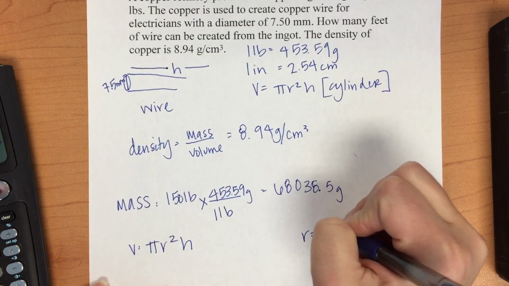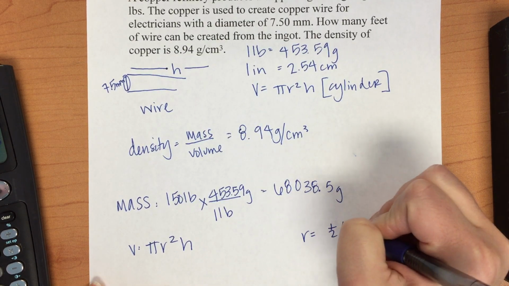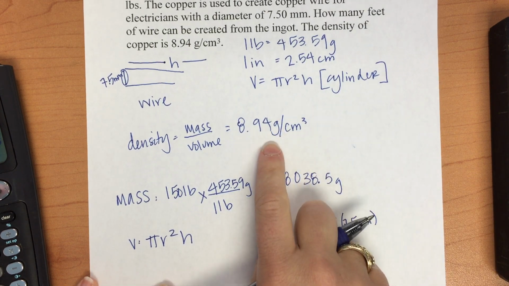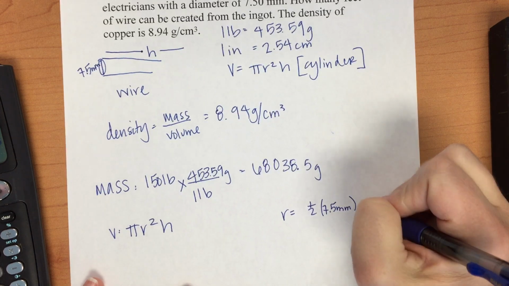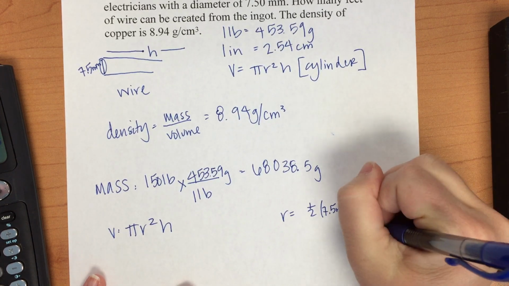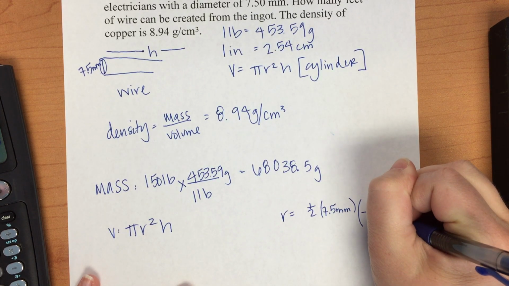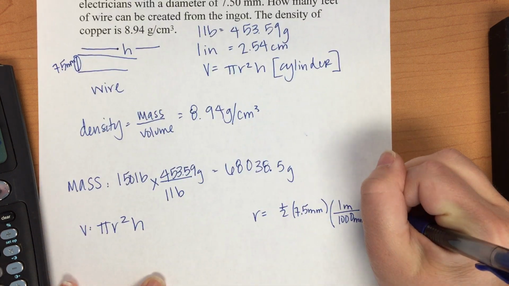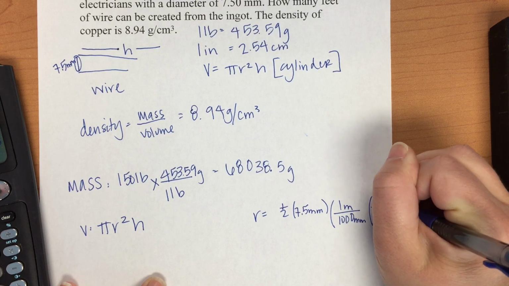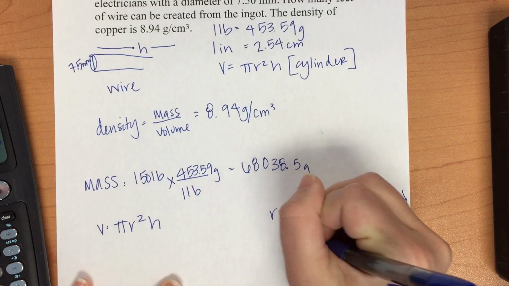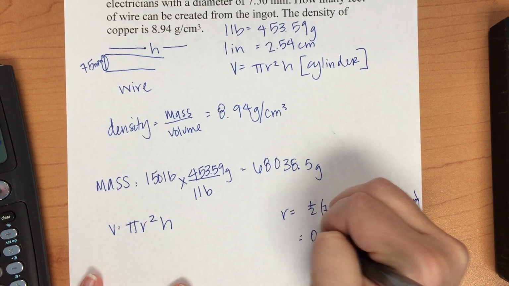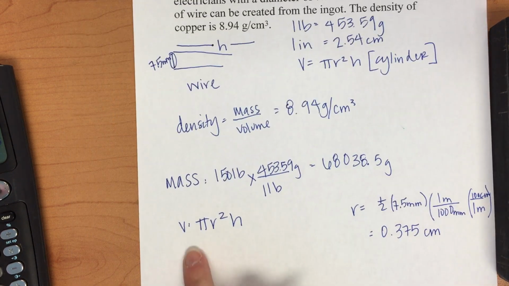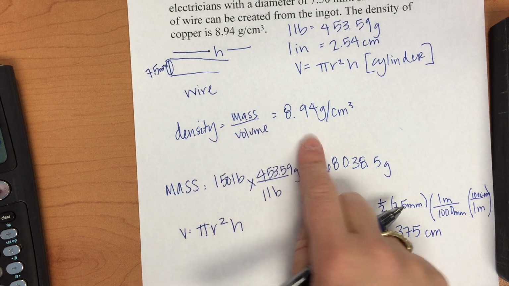So the radius equals 1/2 of 7.5 millimeters, but we decided we wanted to go into centimeters to make it easier to use this value. So we're going to go ahead and convert. There are 1,000 millimeters in 1 meter, and in 1 meter there are 100 centimeters. So our radius is going to be 0.375 centimeters. Okay. So now we're going to start solving our equation.